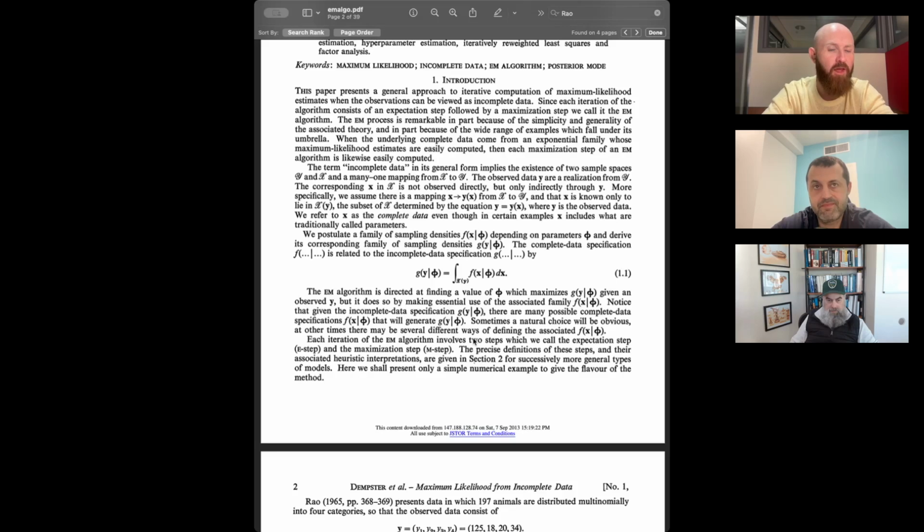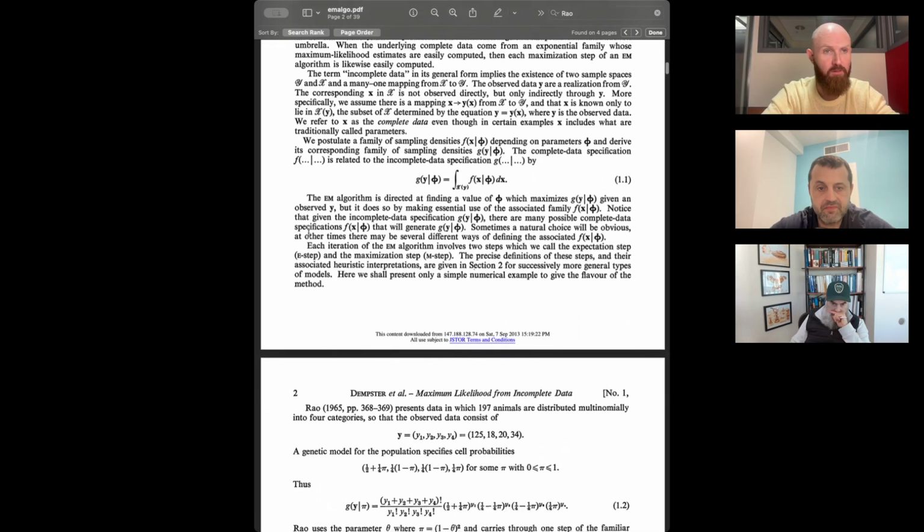And they say the EM process is remarkable in part because of the simplicity and the generality of the associated theory, and in part because of the wide range of examples which fall under its umbrella. When their underlying complete data came from an exponential family whose maximum likelihood estimates are easily computed, then each maximization step of an EM algorithm is likely easily computed.